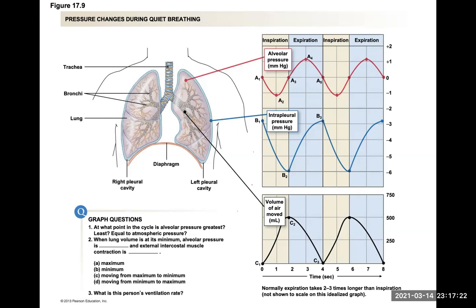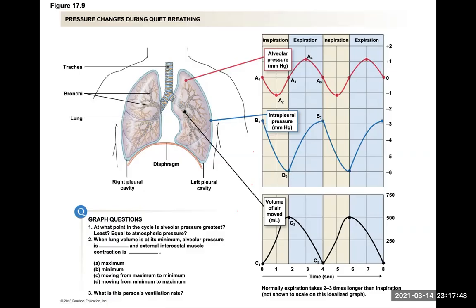So during normal inspiration, the intrapleural pressure drops to about -6. So if you guys can see here, you've got columns, which is basically breathe in, breathe out, breathe in, breathe out. And these are all volumes that are taken by what we call a spirometer. So the breathe in, right, during normal inspiration, the intrapleural pressure drops to about -6.